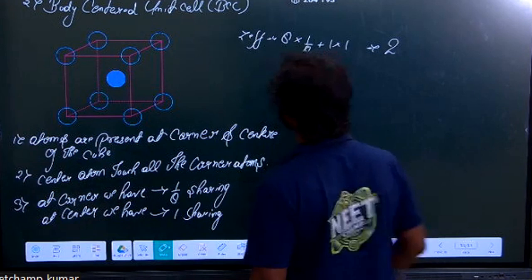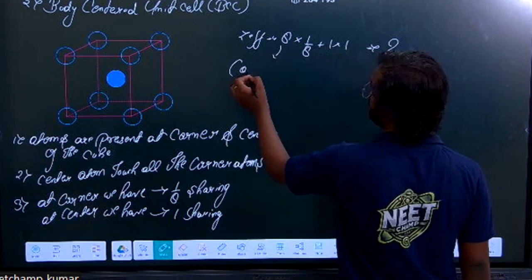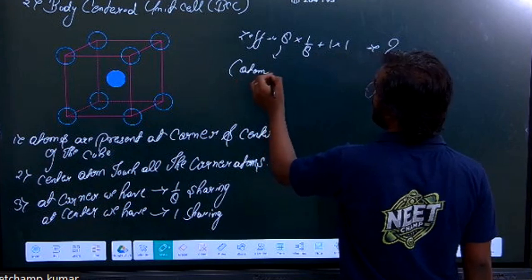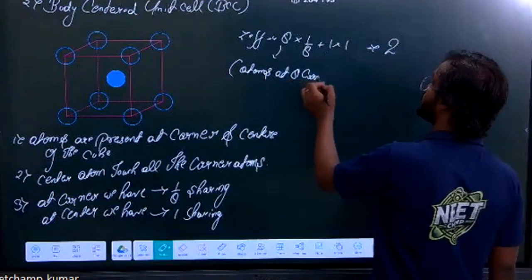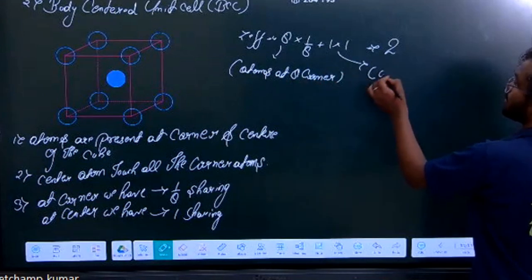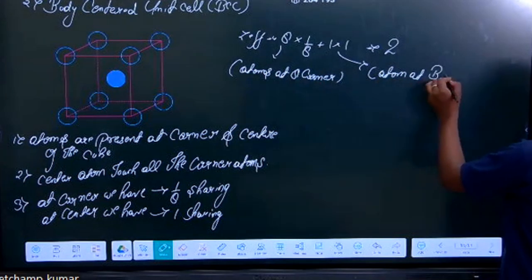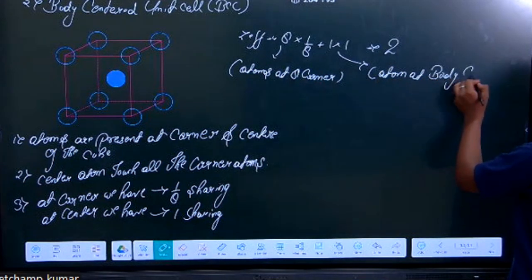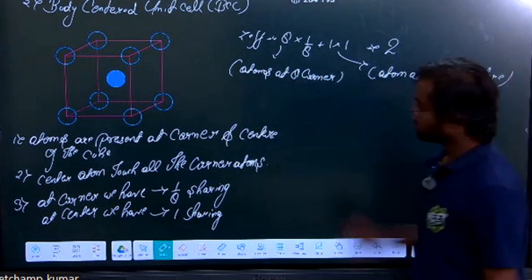Clear? So basically, what is this? 8 atoms at 8 corners. Remember this, okay? It's a very important structure, so you have to remember this. 8 corners and one atom at the body center, okay? Body centered, okay? So this is the thing.